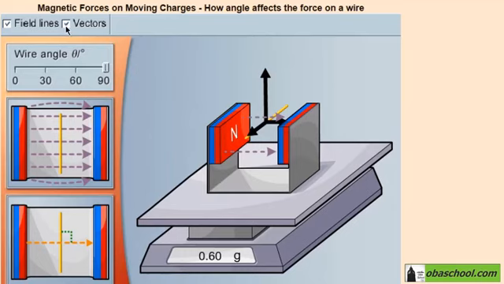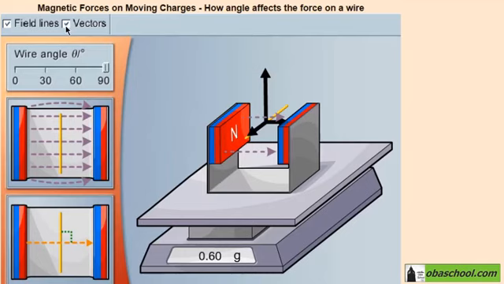However, the wire is kept at a fixed height, so the upward force cannot move it, and the reaction force pushes down on the magnet assembly instead. This force shows up as a mass increase to 0.6 gram on the balance. At the moment, the wire is at 90 degrees to the lines of force of the magnets. You're now going to investigate what happens when the wire is rotated.